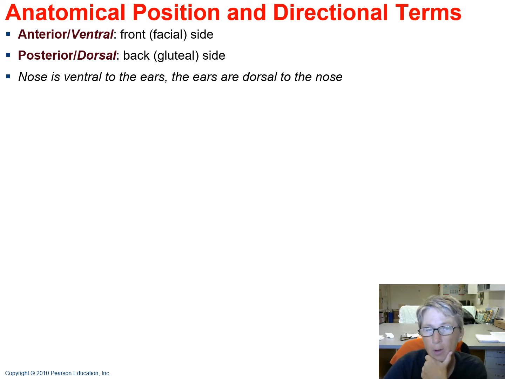So you should know how to play this game. So your nose, you find your nose, you find your ears. The nose is ventral to the ears. So the nose is forward or in front of the ears. And then you can also do the flip. The ears are dorsal to the nose.